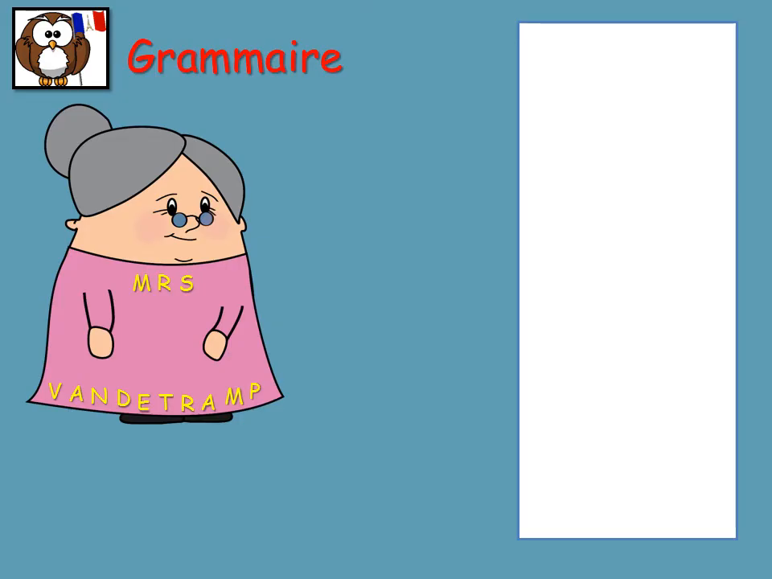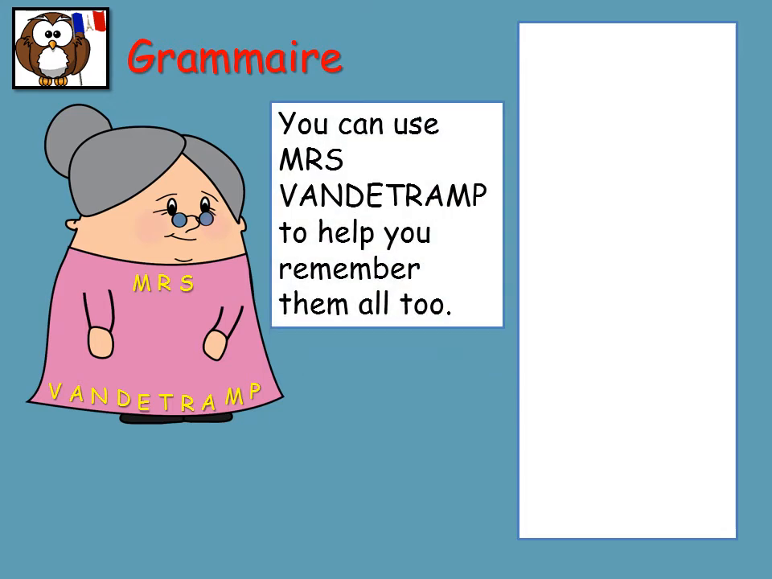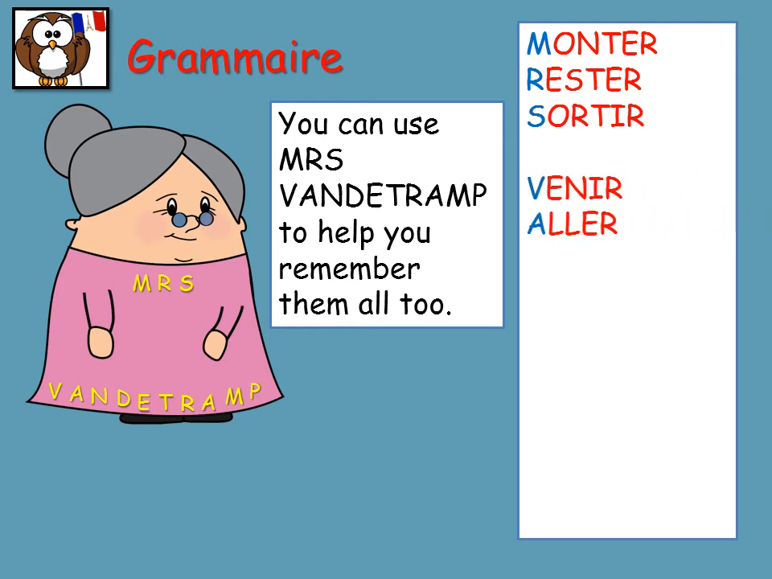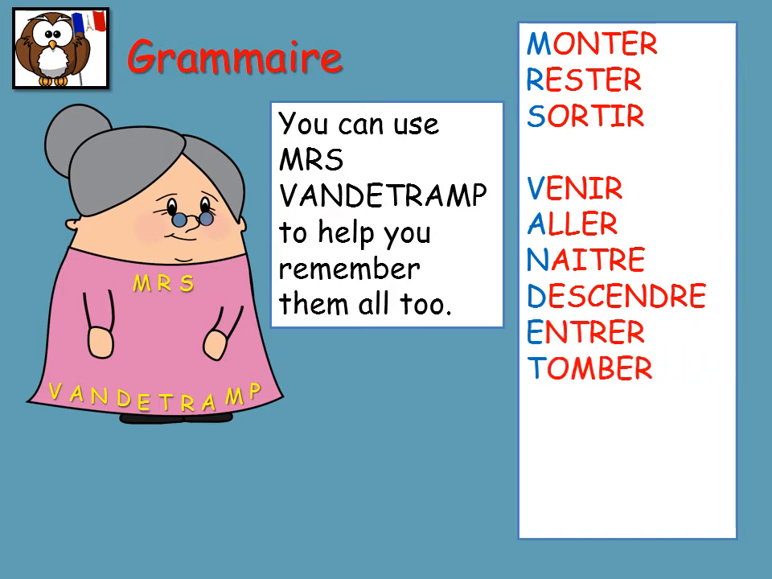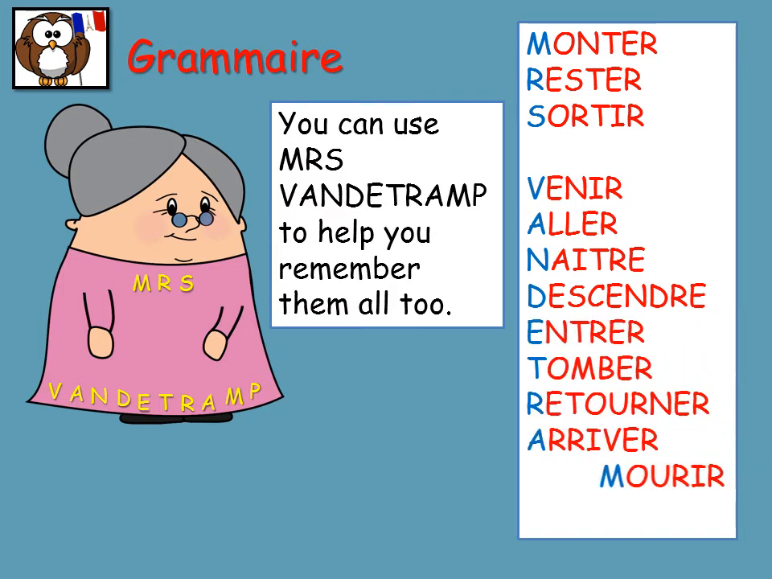The easiest way, I think, though, to remember them is with Mrs. Van der Tramp. Here she is, Mrs. Van der Tramp. Who does she remind you of? Anyway, we've got monter, rester, sortir, venir, aller, naître, descendre, entrer, tomber, retourner, arriver, mourir, partir. Write this down because this will help you remember which verbs need to take être in the perfect tense.